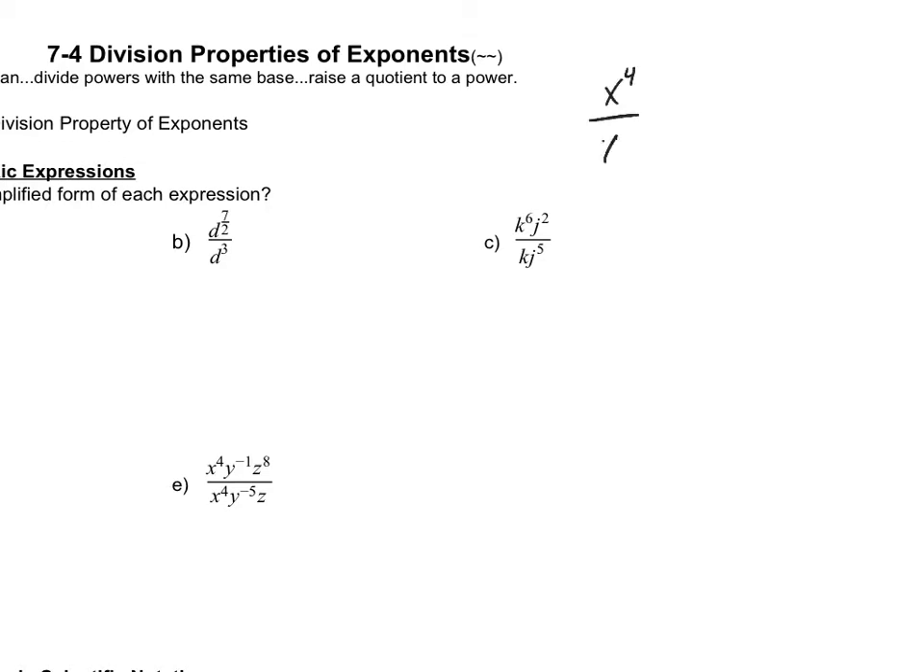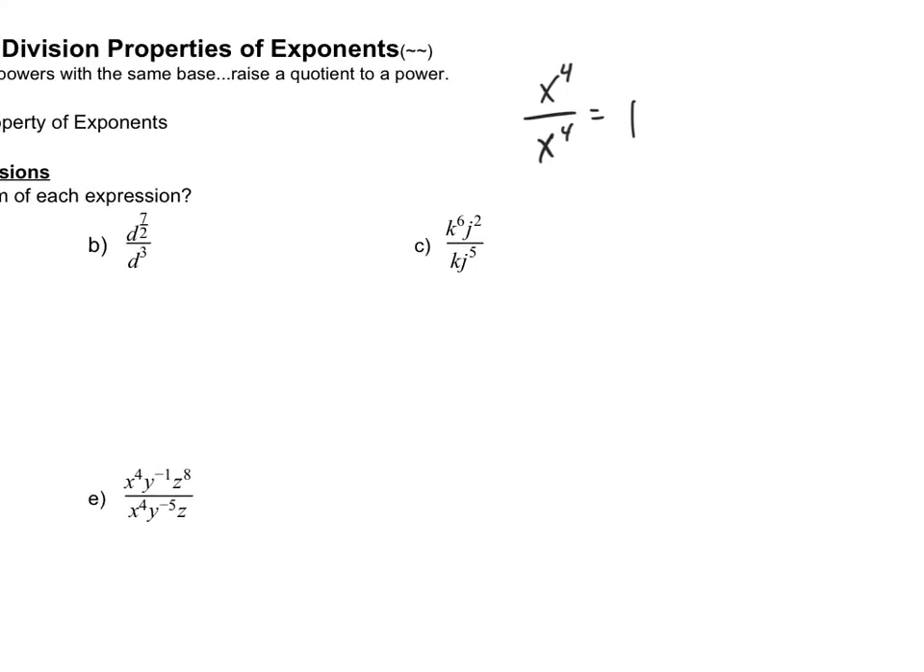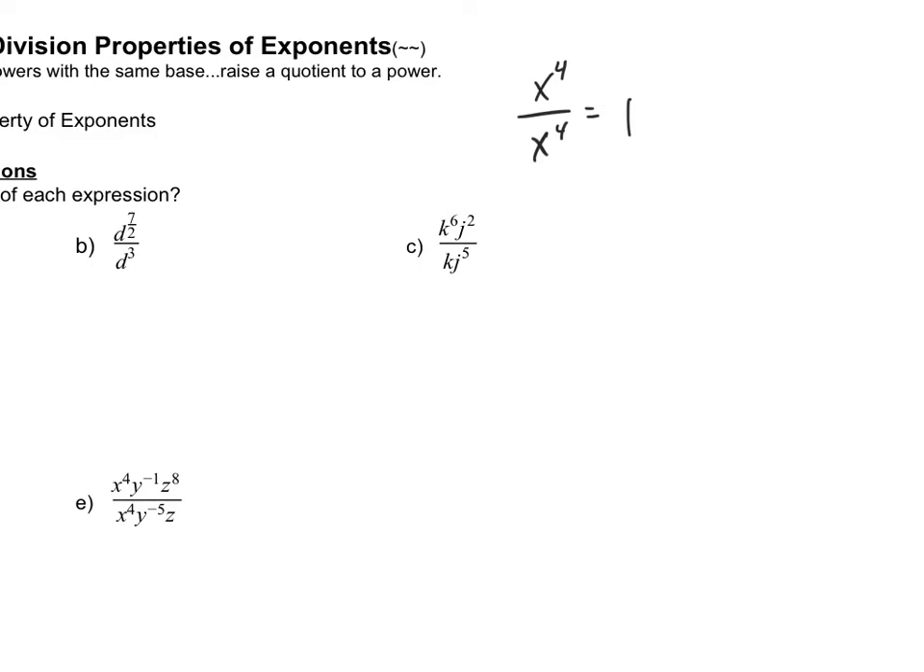If we have x to the fourth divided by x to the fourth, well, we've learned in the past that when we have something divided by itself, it is 1. So we know that that is 1. And if we were to use the division property of exponents, we would say we subtract like bases. But before we use that property, we know that that's 1.